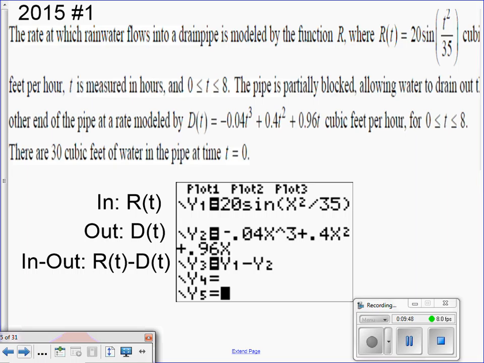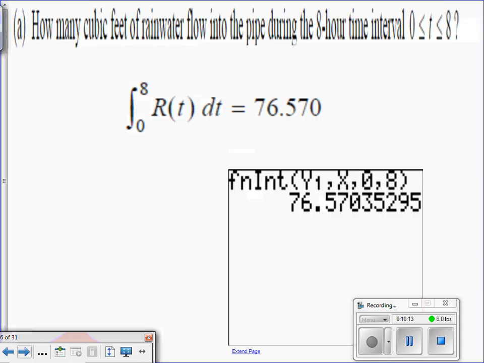But when you get this problem, you'd want to store your rate in, or t in y1, your rate out in y2, and in y3 you want to store rate in minus rate out. Because that's the rate of change. That's the big one. So that'd be a good way to go. So you do that, and then the first thing they ask you is, how many cubic feet of rainwater flow into the pipe from time 0 to time 8?